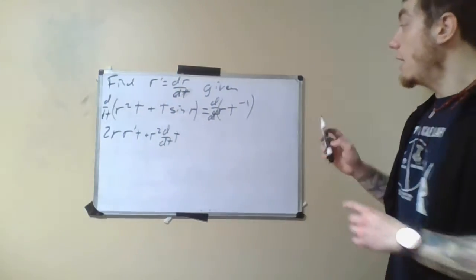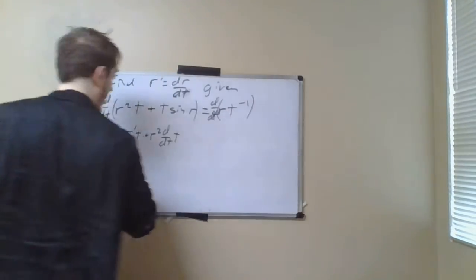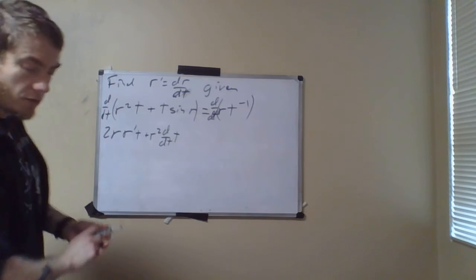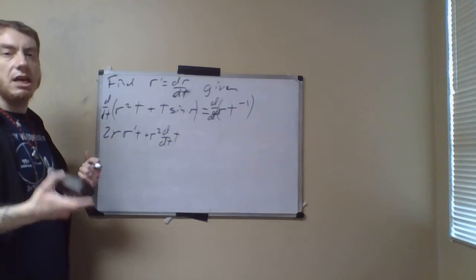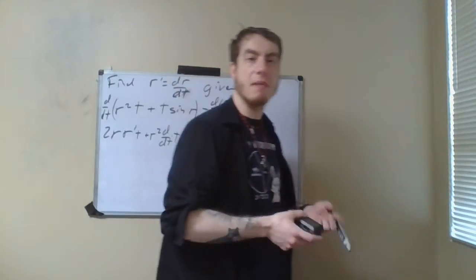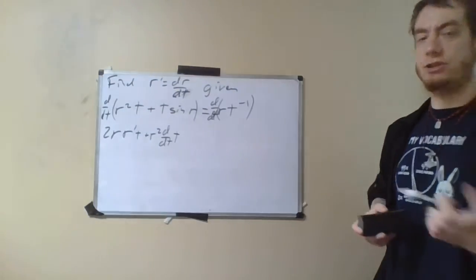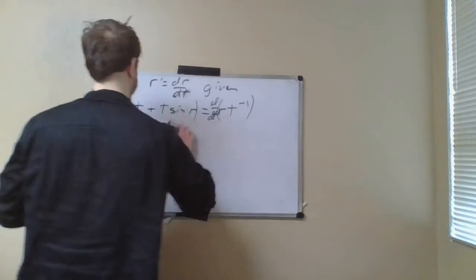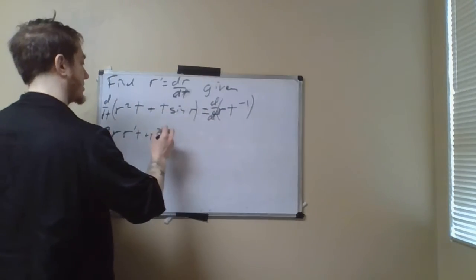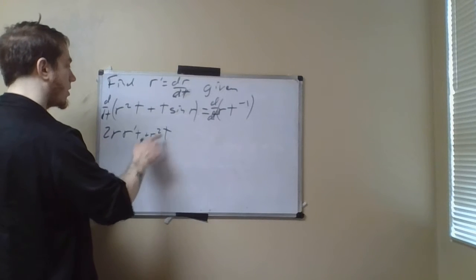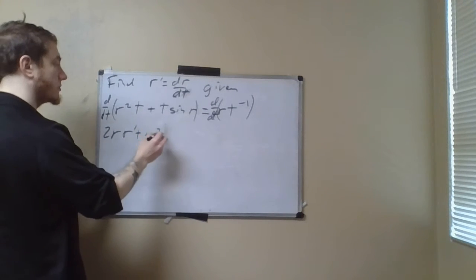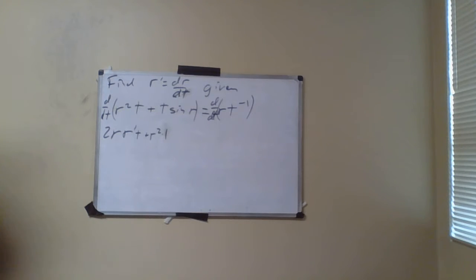Okay, sorry about that. So that is where the r prime is coming from. Now, when we do the derivative of t, we do not get a t prime, or sort of do, but the derivative of t with respect to t is just 1. So we have 2r r prime t plus r squared times 1. It becomes 1, not t.